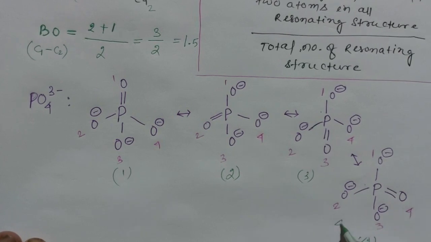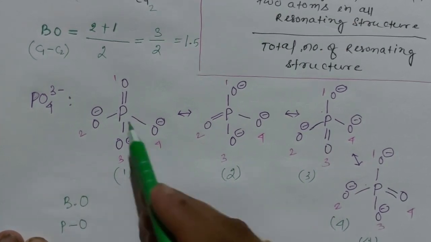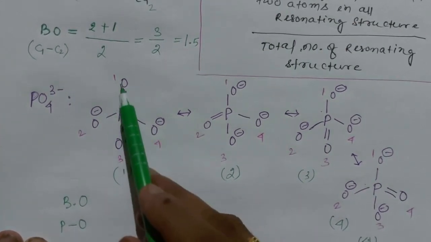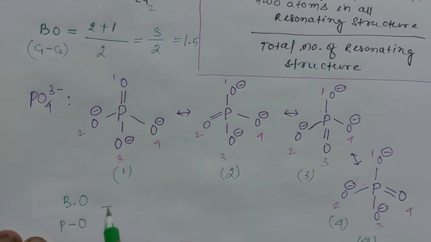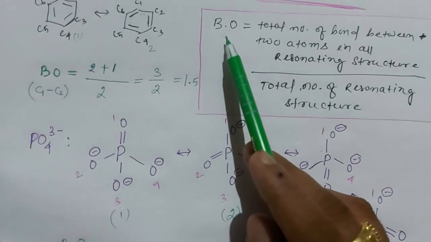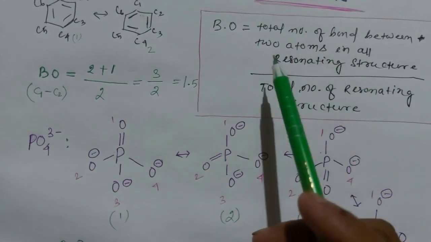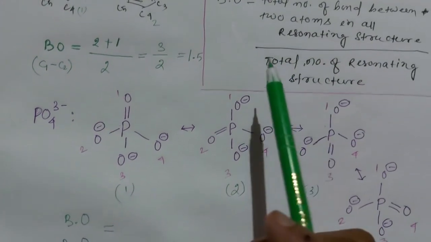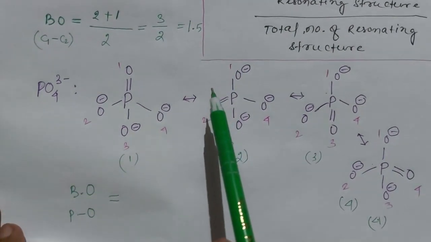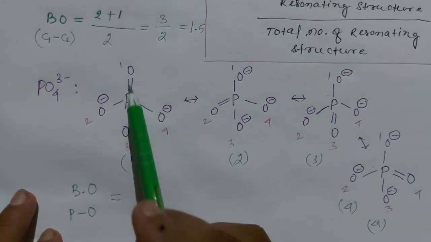structure number 4. Okay. Now we will calculate the bond order between phosphorus and oxygen. Any oxygen you can pick. So I will take this oxygen number 1, phosphorus and oxygen. So we have the formula right over here, that is the total number of bonds between two atoms in all resonating structures divided by the total number of resonating structures. So the total number of bonds between two atoms, that is this phosphorus and this oxygen.